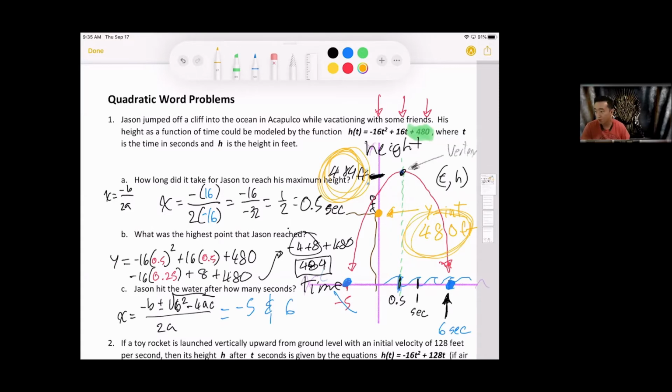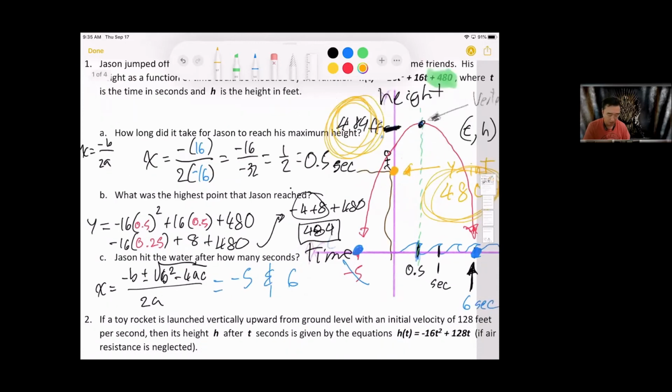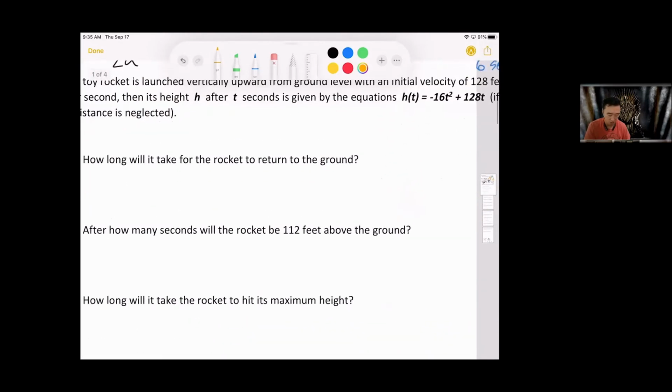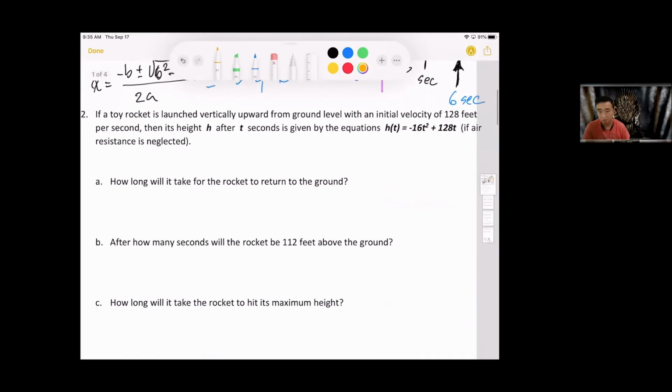All right. Any questions with that? So again, all the same thing: finding the vertex, finding the roots, finding the y-intercept. It's just that they're putting it as a word problem. Okay, so let's try this one right here. Very similar, guys. If a toy rocket is launched vertically upwards from ground level, okay? So this time, they're saying from ground level.